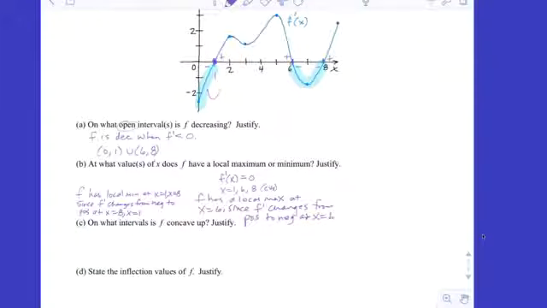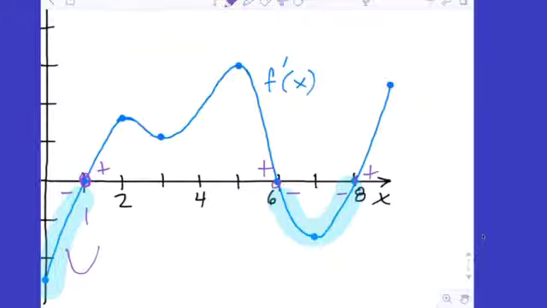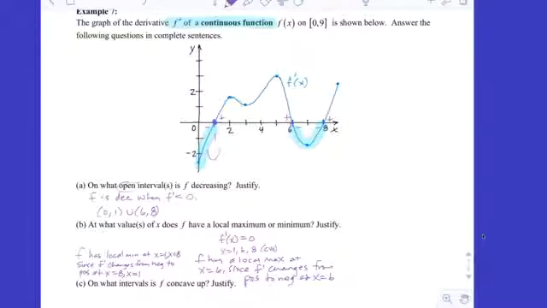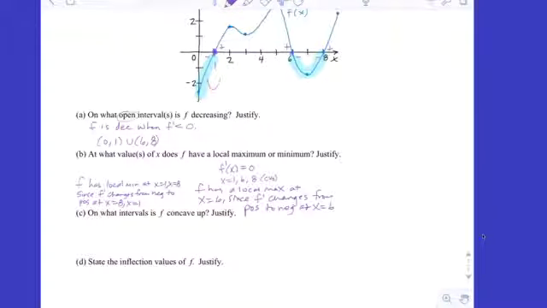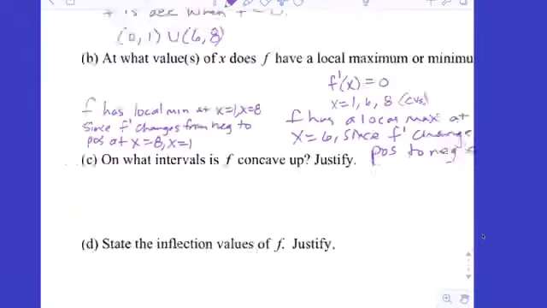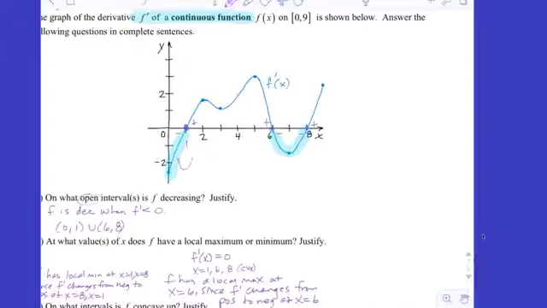Or you could use the second derivative test. The slope of the graph is the second derivative, and at 6, the slope is negative. That means the graph is concave down, and the graph of f is concave down. You have a local max. Either way. On what open intervals is the graph of f concave up?